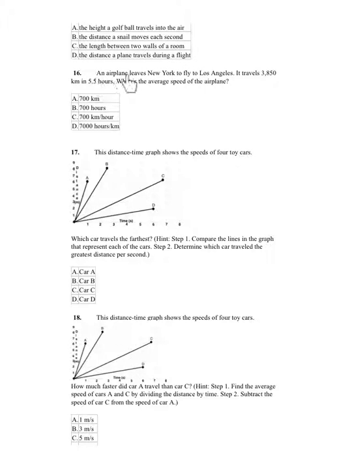Number 16. An airplane leaves New York to fly to Los Angeles. It travels 3,850 kilometers in 5.5 hours. What is the average speed of the airplane? A. 700 kilometers, B. 700 hours, C. 700 kilometers per hour, D. 7,000 hours per kilometer.